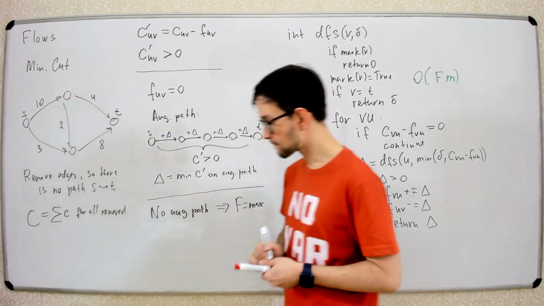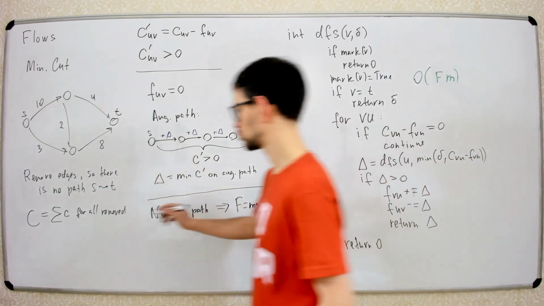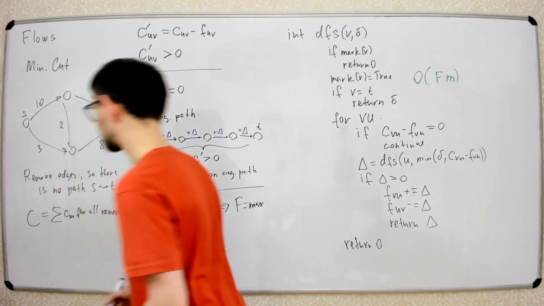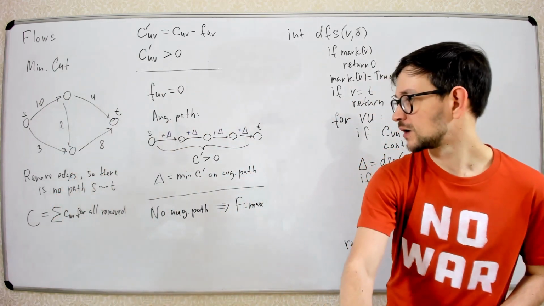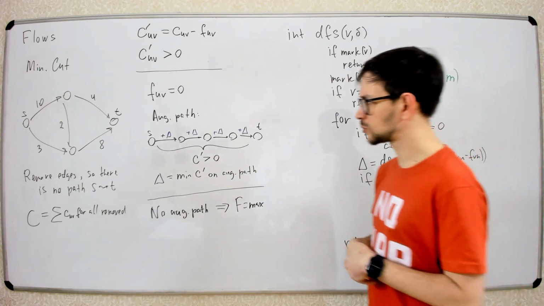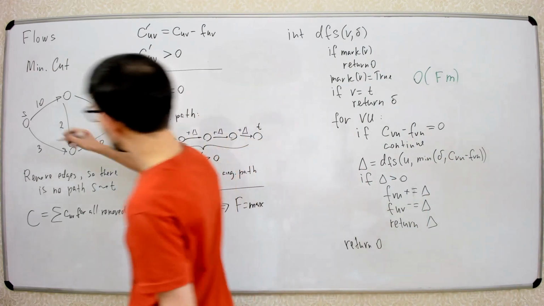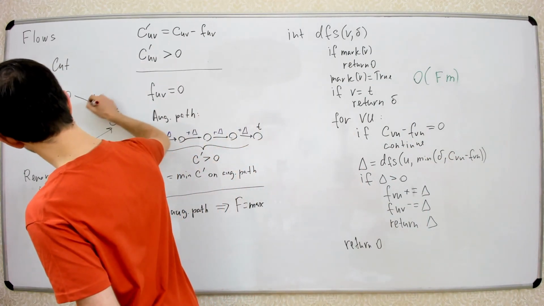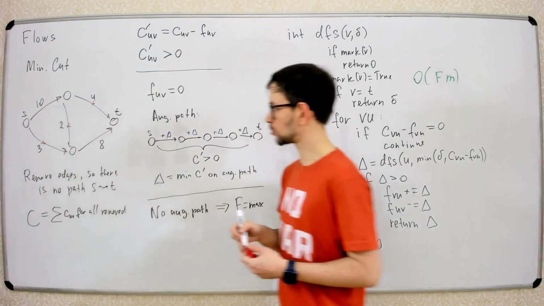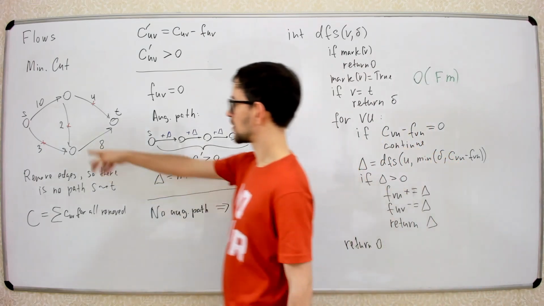Let's put UV here. For example, in this graph, what can we do? We can remove these three edges, this edge, this edge, and this edge. So the total cost will be 9. Oh, 9, right? So it's 5 plus 1 is 9.